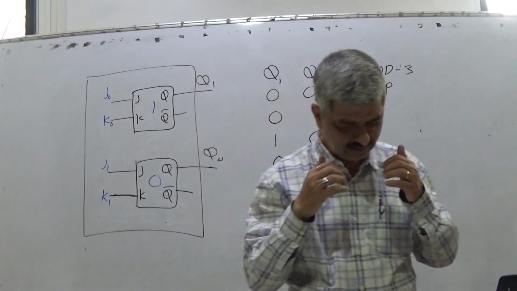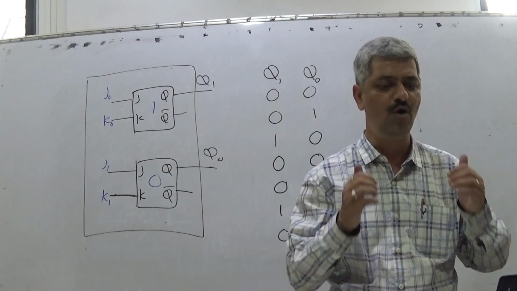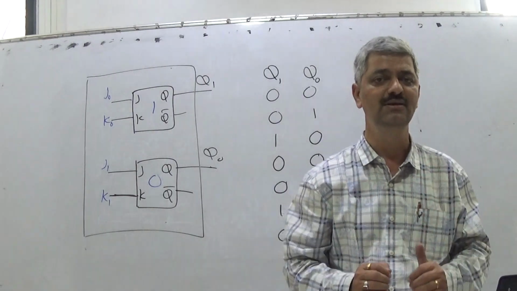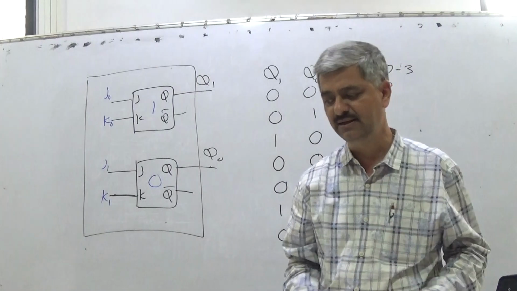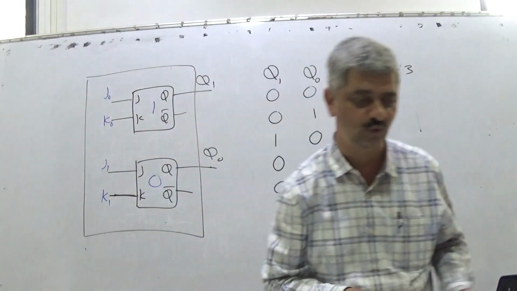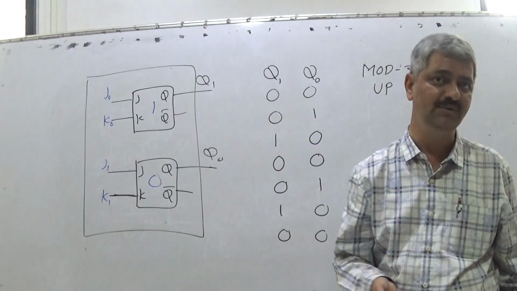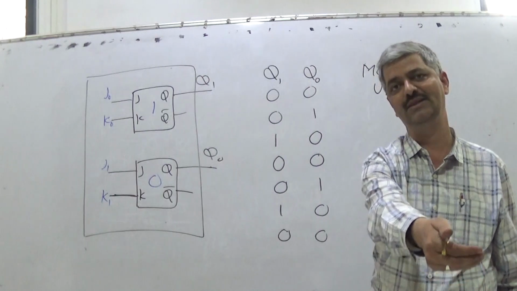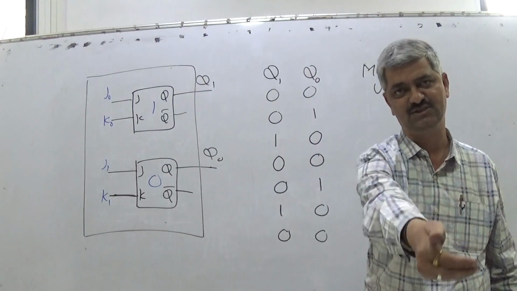So deciding what should be J0, K0, J1 and K1. Once we are able to decide that, the design of the counter is as good as over. I think everybody should attempt. We should take a break, and immediately after 2 minutes you can go to the next video session. Thank you.